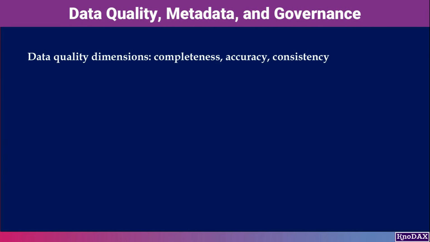it's not enough to simply ingest and store data. You must ensure that the data is trustworthy, well-documented, and compliant with regulations. This is where data quality, metadata, and governance come into play. We begin with data quality dimensions, which include completeness, accuracy, and consistency. These are the foundational checks that determine whether data can be relied on for analytics, machine learning, or business decision-making.